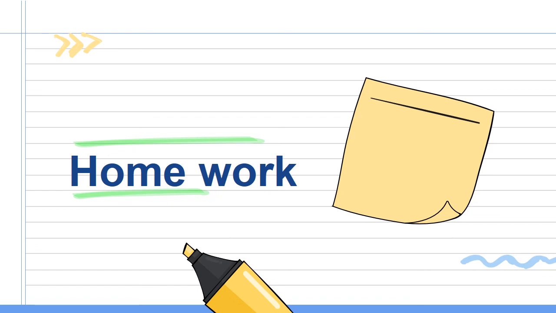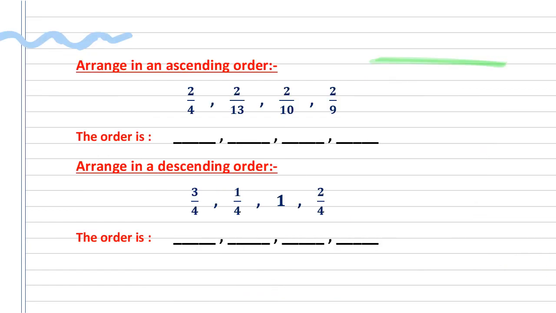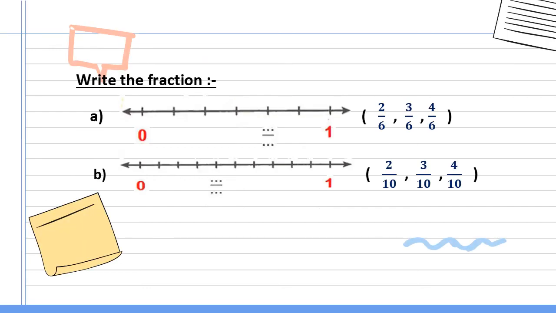And now here is your homework. Arrange in an ascending order and arrange in a descending order. And don't forget, if we find the same numerator, it's a tricky fraction. We put the greater denominator first because we make an ascending order.